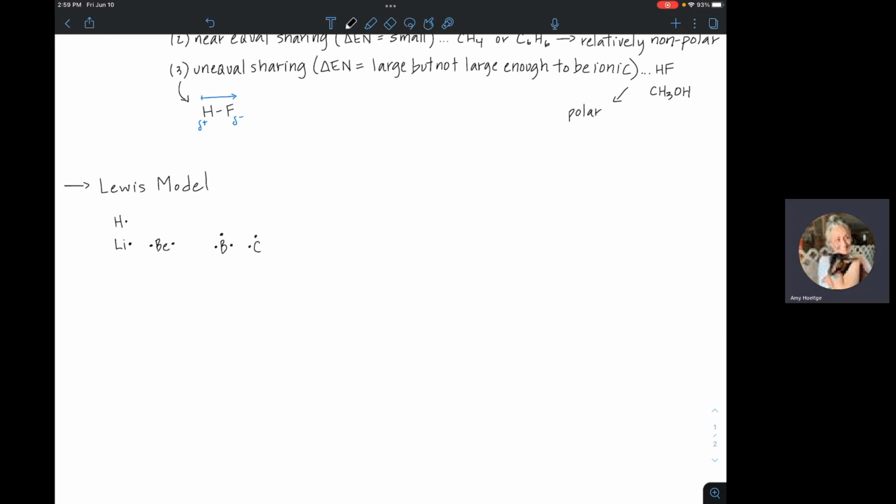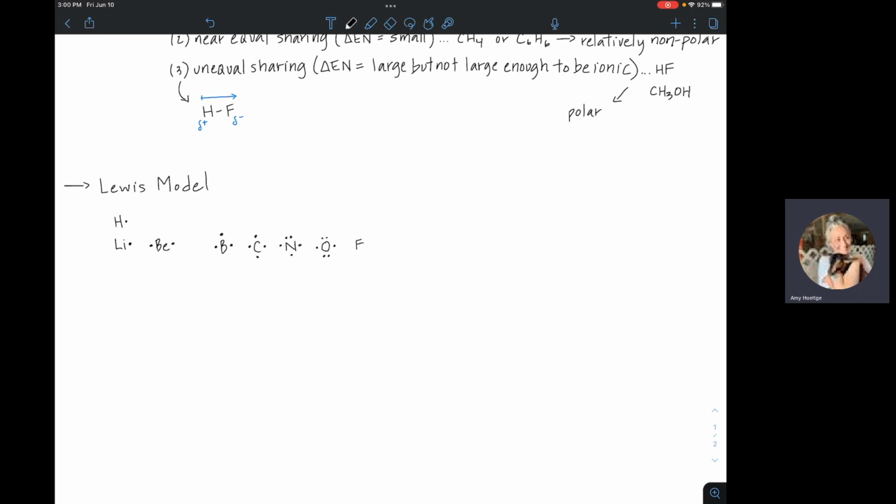Carbon has 4 valence electrons, 4 dots. Nitrogen has 5. One other trend that you'll notice across the second period is that in addition to an increase in electronegativity as we go across, which you'll notice is going from carbon to nitrogen to oxygen to fluorine.